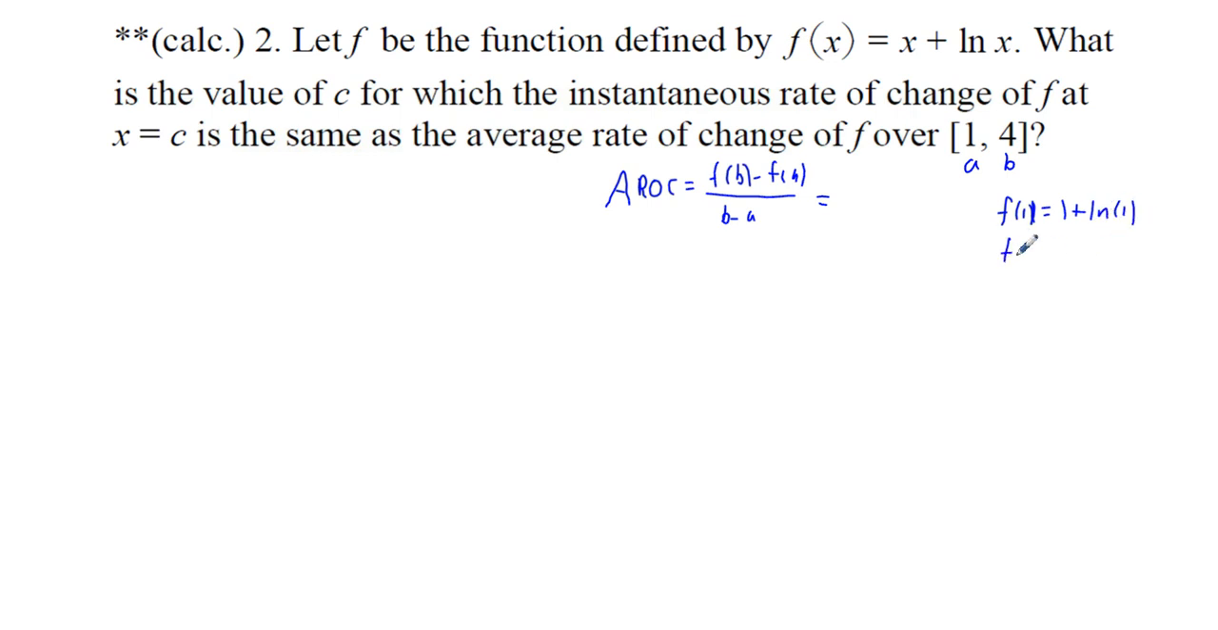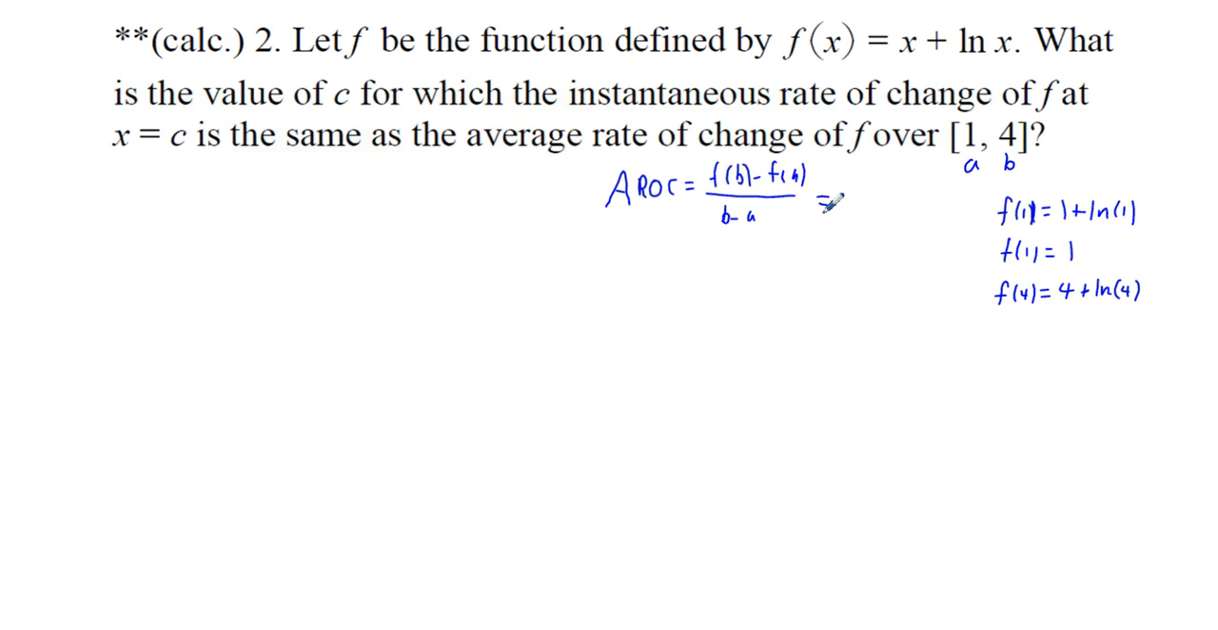And the natural logarithm of 1, e to the power of what equals 1? e to the power of 0. So f of 1 is equal to 1. So now f of 4 is equal to 4 plus the natural logarithm of 4. So we have f of b. That's as simple as we can make it.